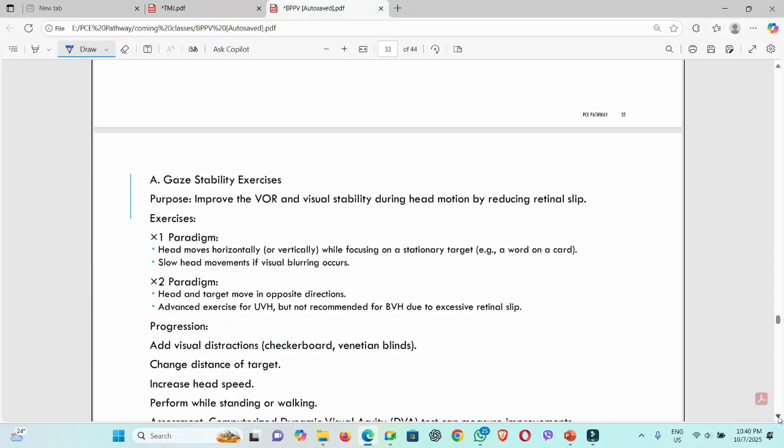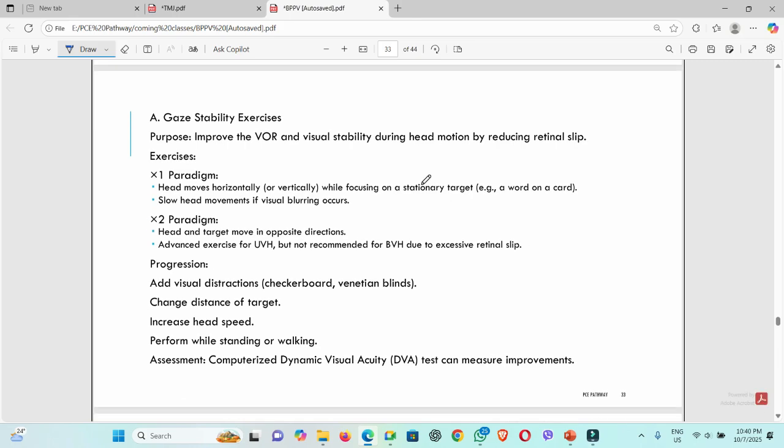Now, what are the exercises for UVH? Gaze stability exercises. What does it do? It improves VOR and visual stability during head motion by reducing retinal slips.